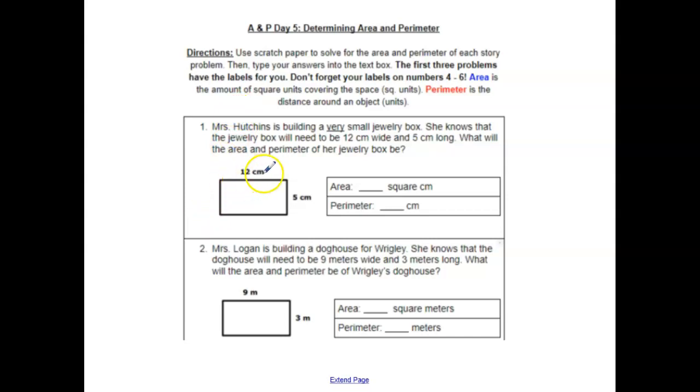To find the area, I need to multiply 12 times 5, length times width. So I know 12 times 5, well, 10 times 5 is 50. 11 times 5 is 55, so 12 times 5 is just one more group of 5, so it's 60 square centimeters. To do the perimeter, I need to add 12 plus 12 plus 5 plus 5. Well, I know 12 plus 12 is 24, and 5 plus 5 is 10. 24 plus 10 is 34. So the total distance around is 34.